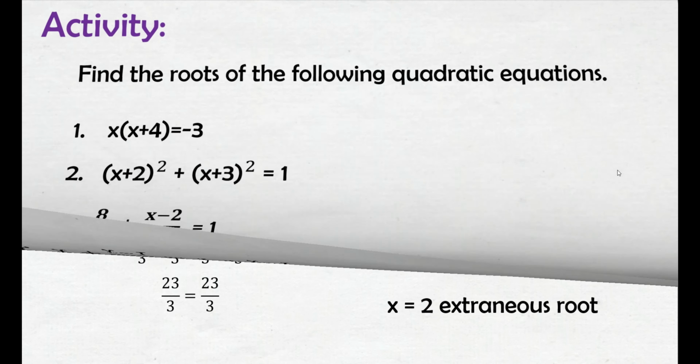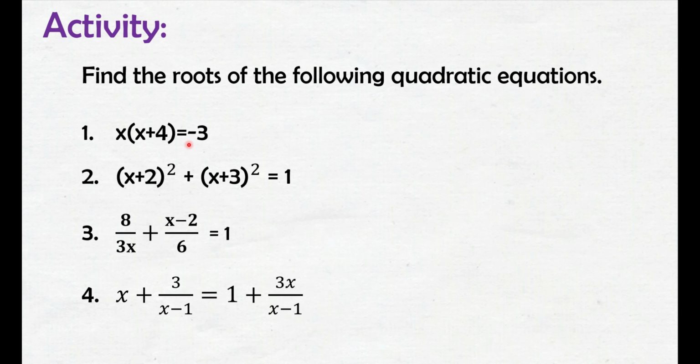Okay? For your activity, find the roots of the following quadratic equations. Number 1, x times x plus 4 equals negative 3. Number 2, quantity x plus 2 squared plus quantity x plus 3 squared equals 1. Number 3, 8 over 3x plus x minus 2 over 6 equals 1. And 4, x plus 3 over x minus 1 equals 1 plus 3x over x minus 1.